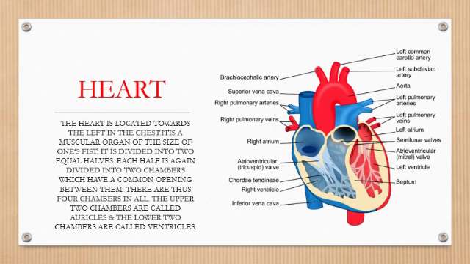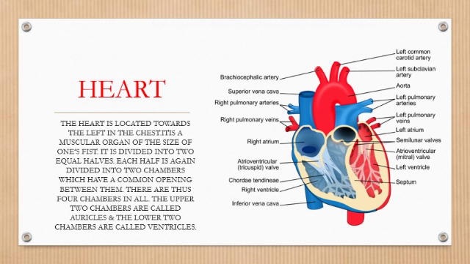The upper two chambers are called auricles, and the lower two chambers are called ventricles. The auricles, the atrium, will carry the oxygen rich blood, and the ventricles will carry the carbon dioxide rich blood. When you talk about the reddish colored one, if you see the picture, this is nothing but called the aorta.